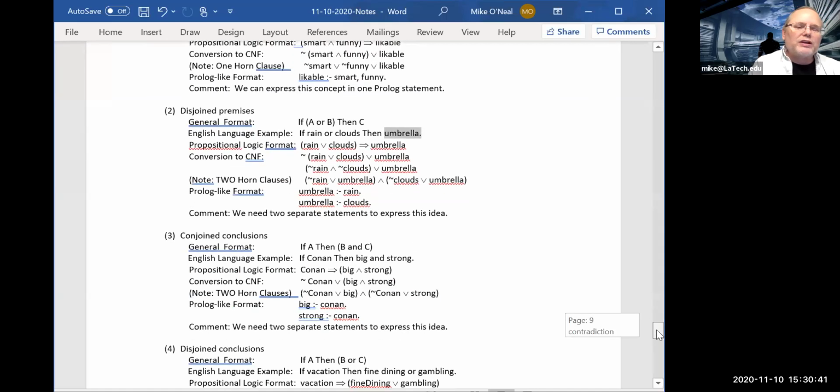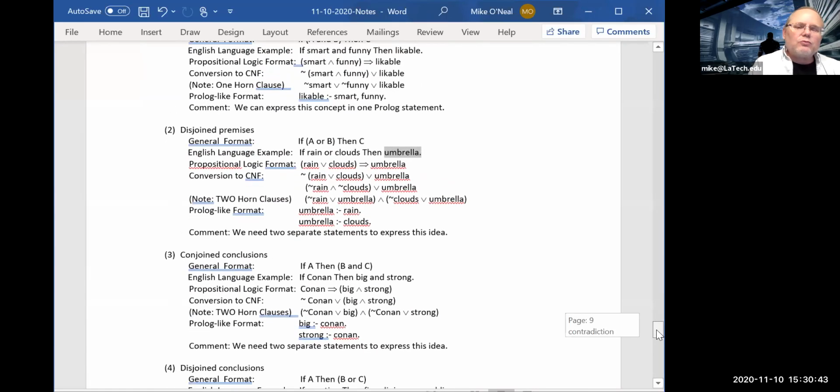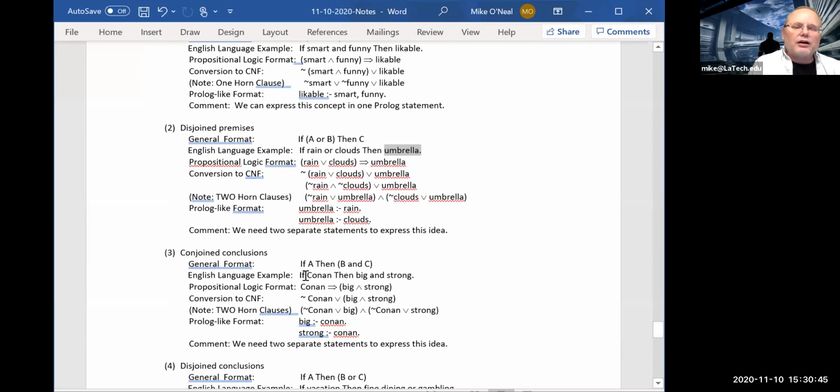How about conjoined conclusions? Can we say something like, if Conan, then big and strong, right? Conan is both big and strong. So can I say something like this? If Conan, then big and strong. Can I have conjoined, anded conclusions? So in general, I'm trying to say something like, if A, then B and C. Can we do that? Well, let's convert it and see what happens.